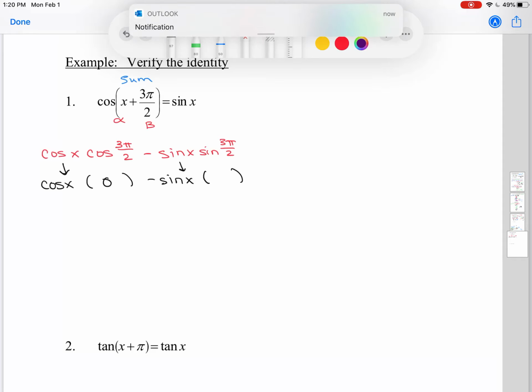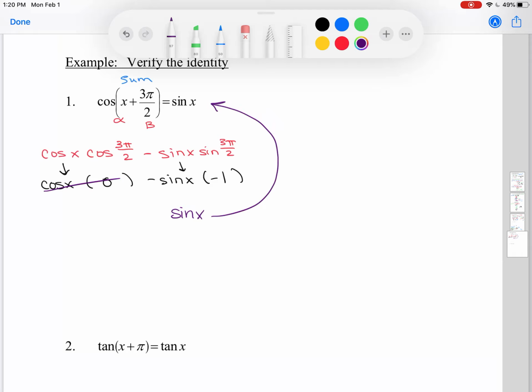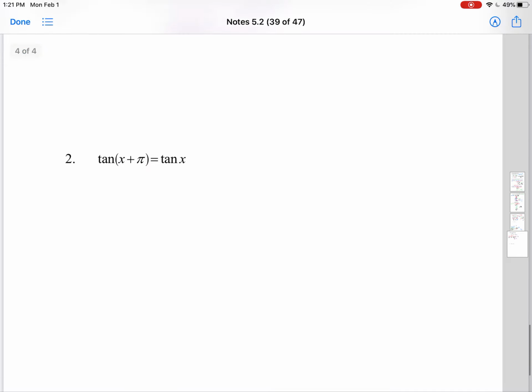Cosine at 3 pi over 2 is a 0. Notice what's going to happen there. And then sine at 3 pi over 2 is a negative 1. All right. Simplify there. Well, cosine times 0 is just going to cancel that out. Negative sine x times negative 1 is now going to give me a positive sine x. And there you have it. You just verified that it does in fact equal a positive sine x.